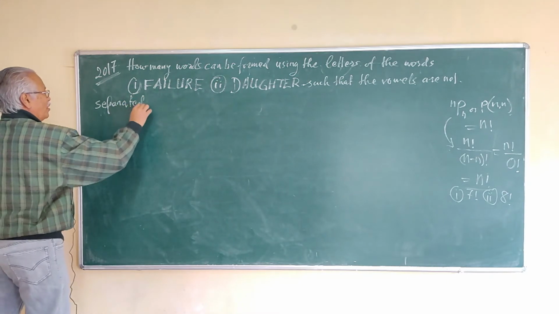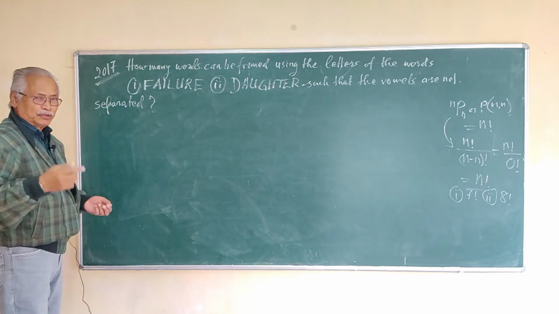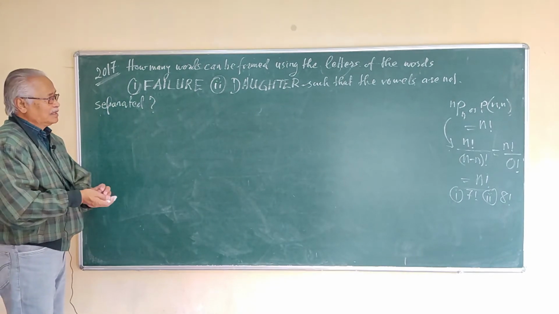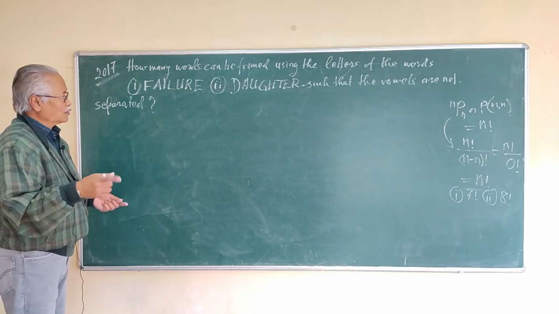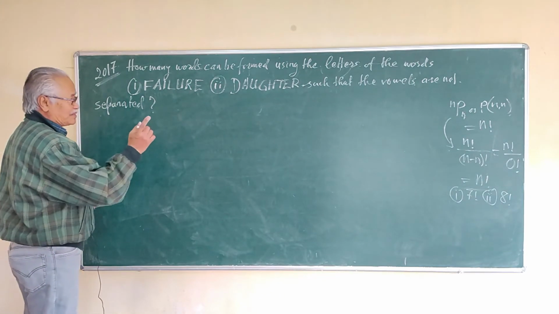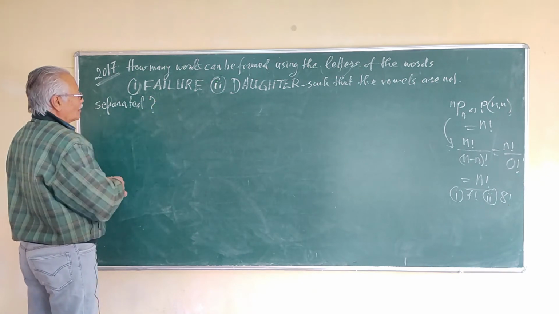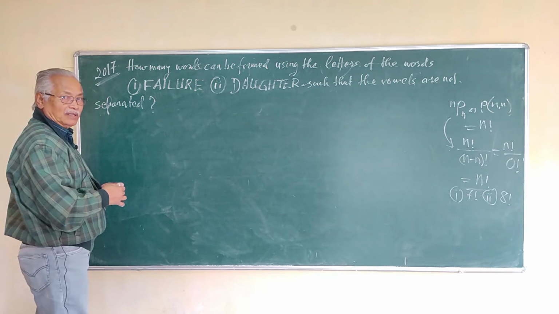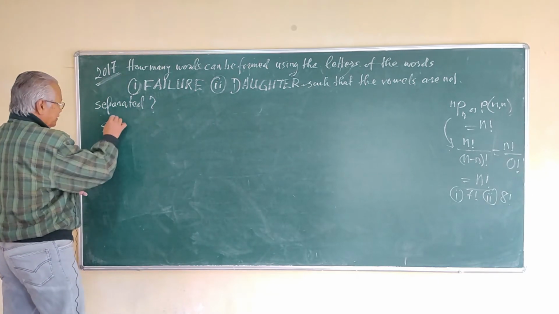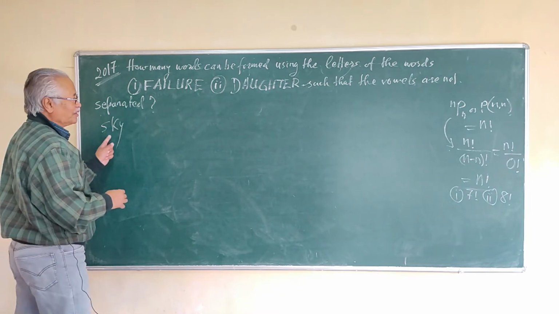That is the governing condition here. Vowels are not separated. All of you know what vowels and consonants are. In English, there are 5 vowels: A, E, I, O, U. So, is it present? Without a vowel, of course, there is no word. Or can you think of a word without a vowel?